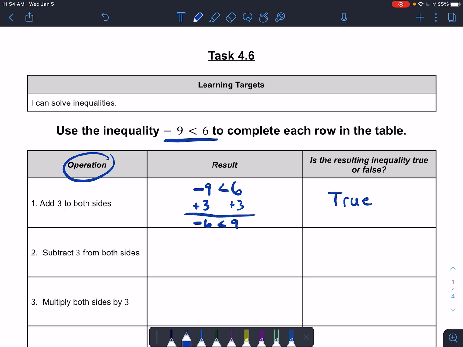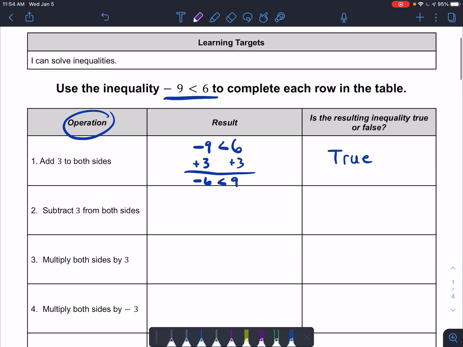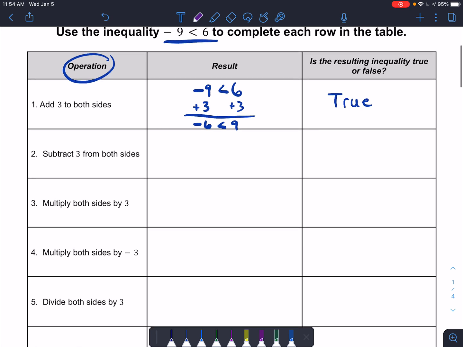I'm going to have to write a little smaller here. As I move to the next one, again I start with -9 is less than 6. I'm going to draw my bar down the middle. Instead of adding 3, now I'm going to take away 3. I'm going to subtract 3 from each side. -9 minus 3 is -12. 6 minus 3 is 3. Less than symbol, bring it down. And -12 is still less than 3, so this one is also true.